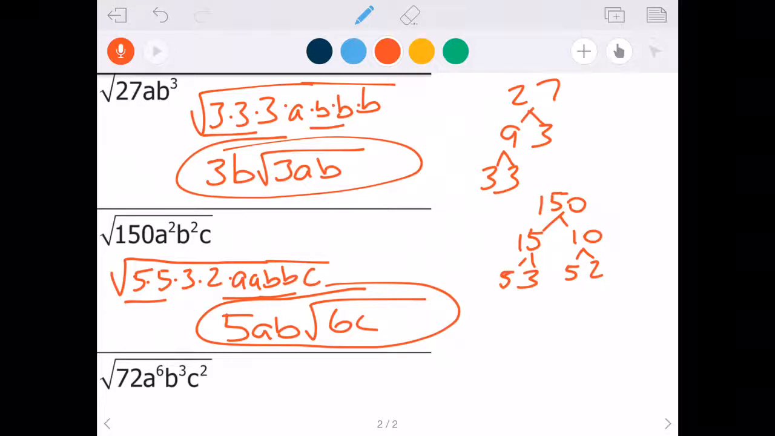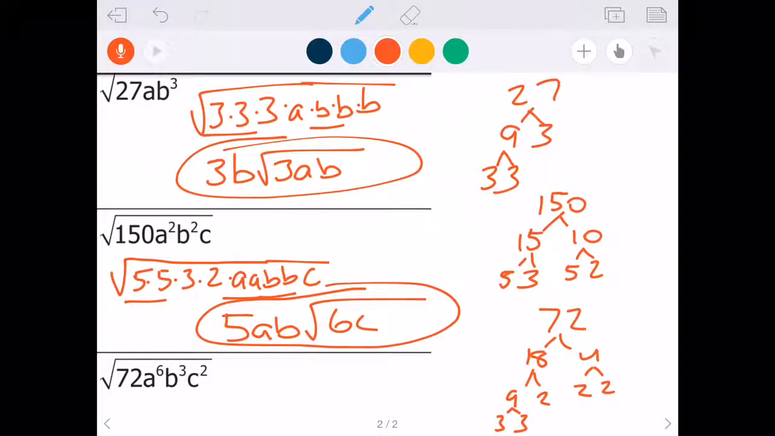And then our last problem, we have 72. So when we break down 72, we can do 18 and 4. So I'm going to have the square root of 3 times 3 times 2 times 2 times 2. So you can probably see already I'm going to have a 2 left over.